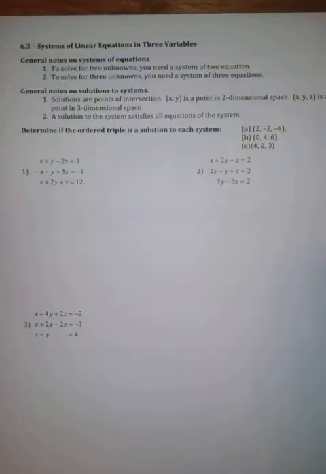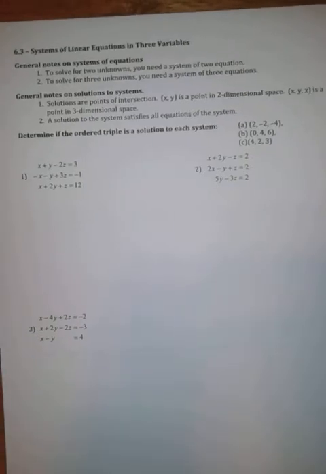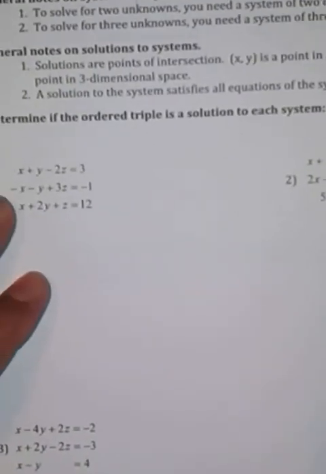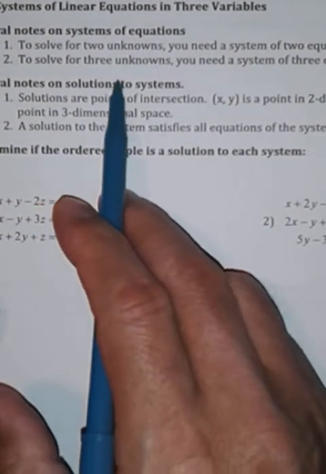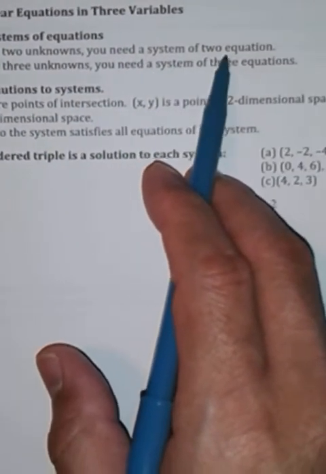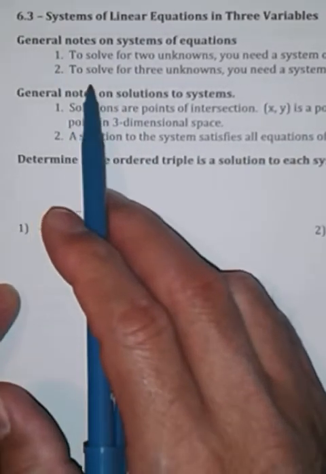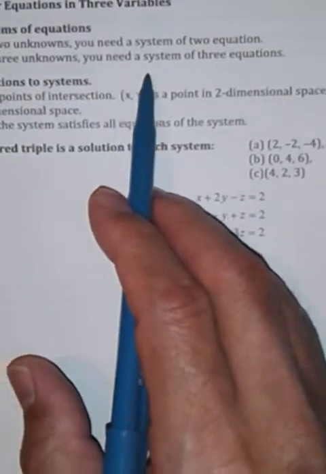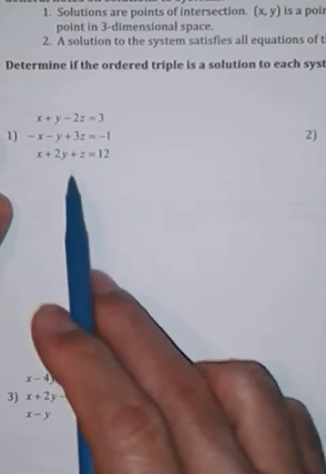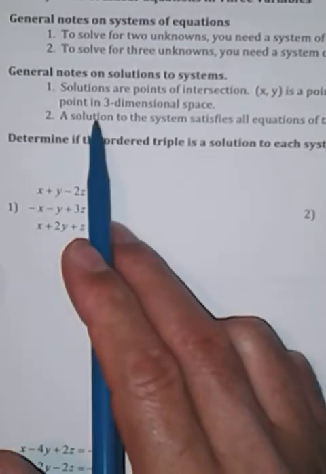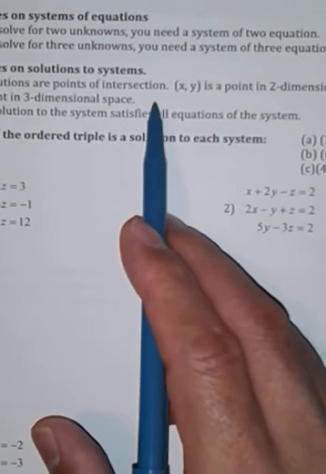All right, this is section 6.3, systems of linear equations in three variables. Let's zoom in here a little bit. Just some notes first. To solve for two unknowns, which we've already done, you need a system of two equations. We saw that in section 6.1. To solve for three unknowns, you need a system of three equations, and we're going to start seeing that this section.